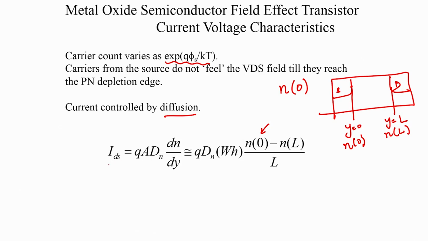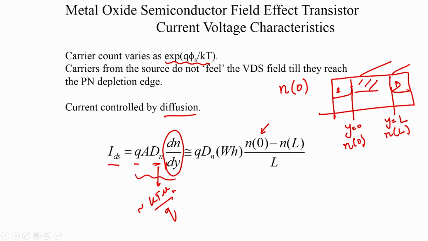So the diffusion current is Q times whatever the area of cross section is, into the diffusion coefficient, which is approximately kT mu by q, and the derivative of n with respect to y, which brings out the concentration gradient. So this is our diffusion current. And what is A here? A is whatever thickness you want to associate.